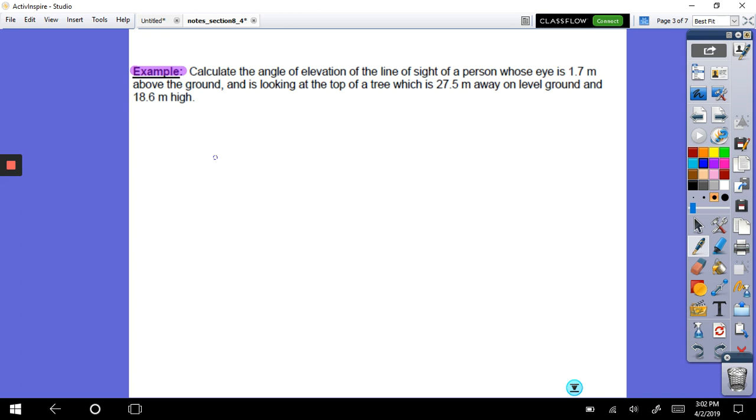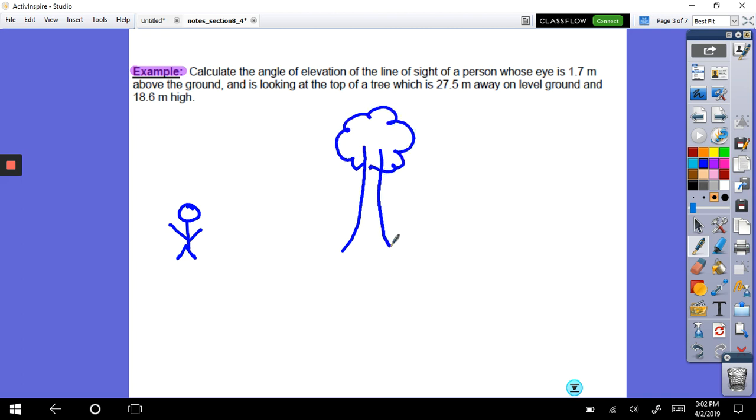All right, so we got a person looking at a tree. So we need to draw our person. There we go. We need to draw a tree. Lovely. It's a nice oak. And then they're on level ground between the two. All right, now the person's eye is 1.7 up to the top of the tree. It's going to make a right triangle.